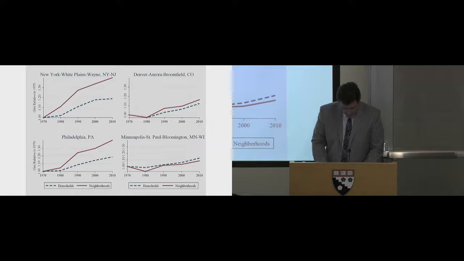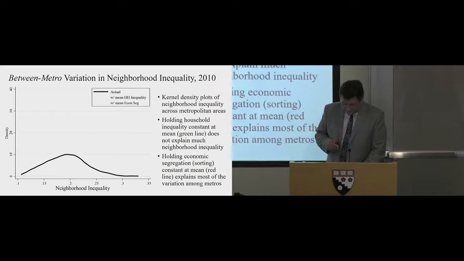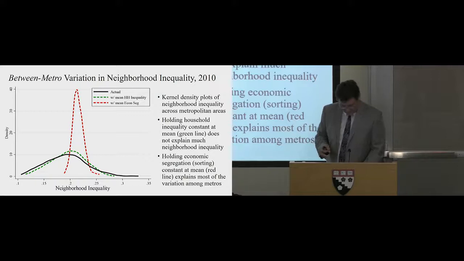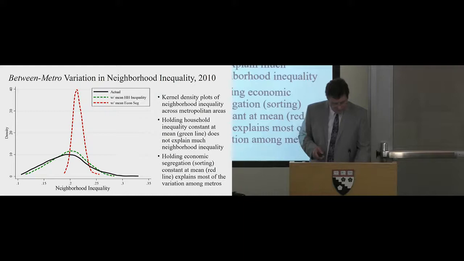So in fact, I have another figure. I'm probably running a little short on time, but I took the distribution of neighborhood inequality across the 264 metropolitan areas. And if you hold income inequality constant across all metros, the picture hardly changes. So it's not differences in household inequality that are driving the neighborhood inequality. But if we hold economic segregation constant, you see that most of the variation in neighborhood inequality goes away. So it's really those forces that determine what type of housing is built and how the housing is distributed that explain which metros have more neighborhood inequality.